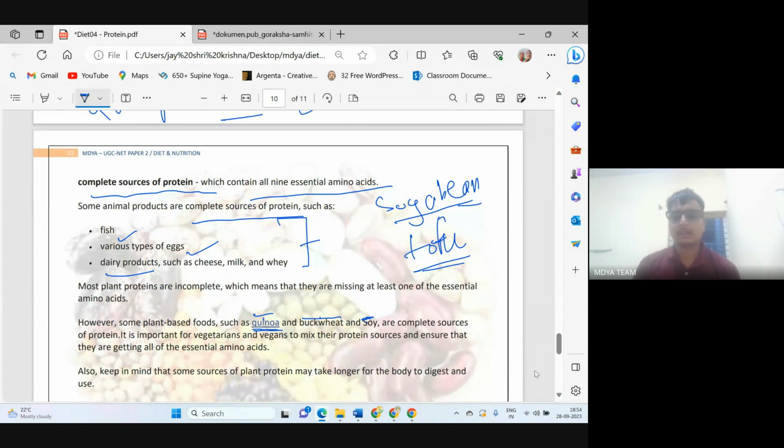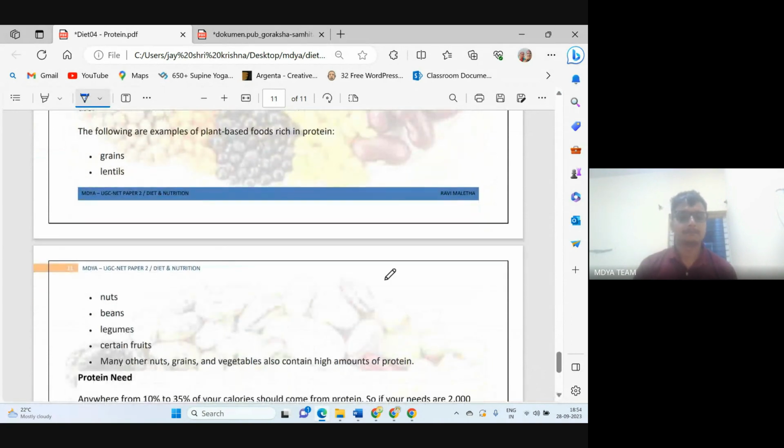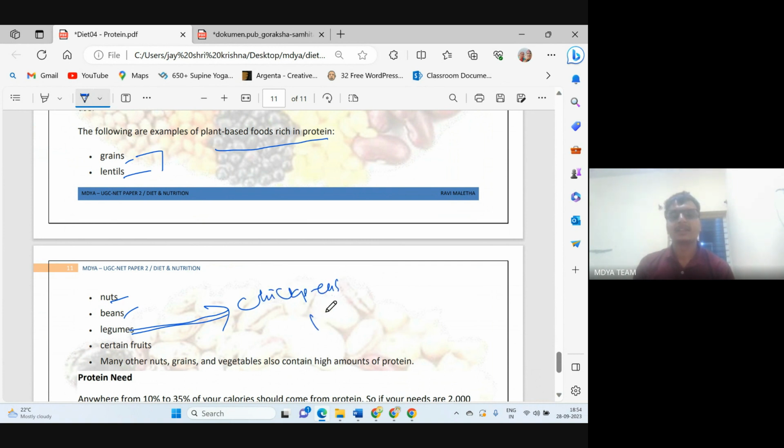And now let's talk about complementary protein. The following are examples of plant-based foods rich in protein. These are some plants which are rich in protein: grains, lentils, nuts, beans, legumes. Legumes are a very important source of protein, like chickpeas and kidney beans. These are very good sources of protein. Certain fruits, many other nuts, grains, and vegetables also contain a high amount of protein.